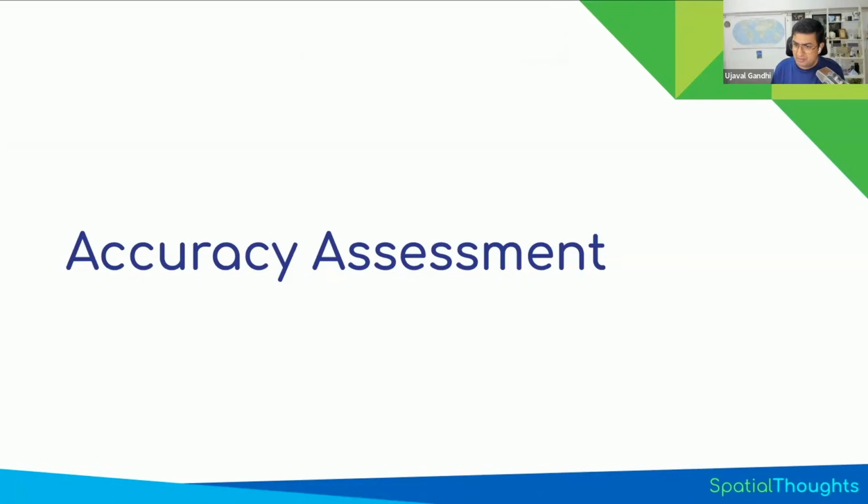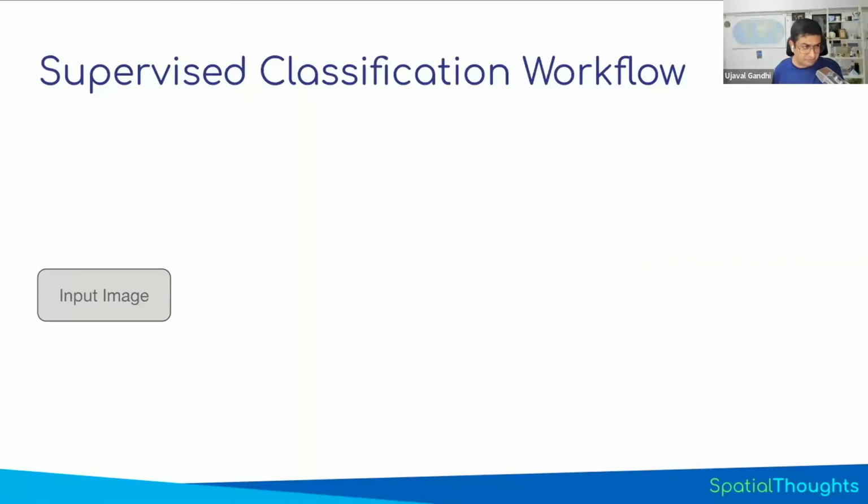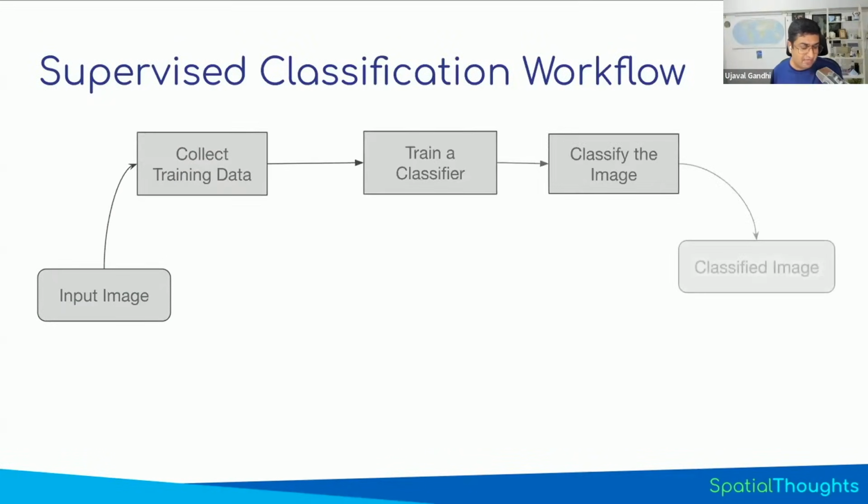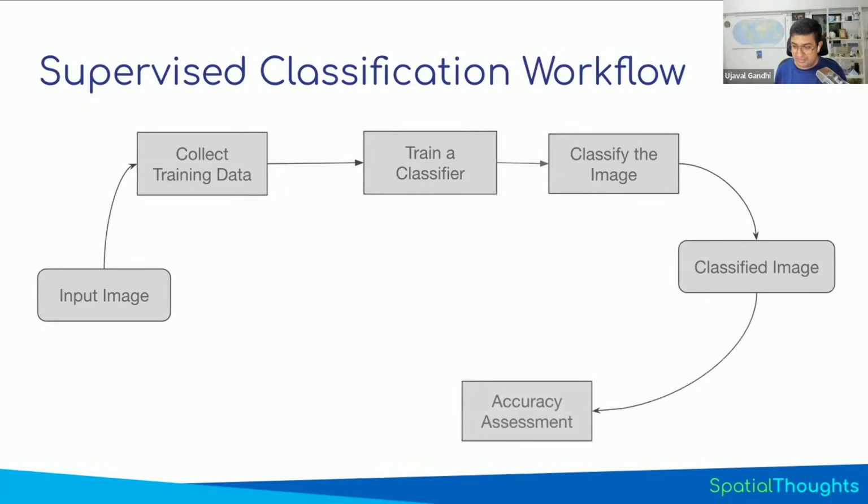We need a way to evaluate this in a quantitative manner so that when we make some changes, we know whether those changes have improved our classification. So let's learn some quantitative methods for evaluating your model's performance on your results. So far, we've taken some training data, trained a classifier, and classified the image. And we visually interpreted it, but now we will learn how to do the formal accuracy assessment.